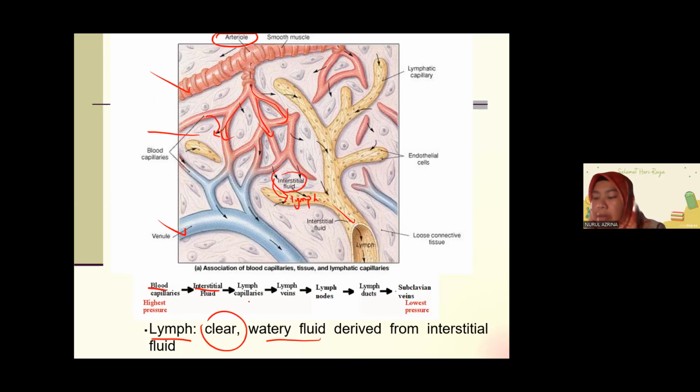From the lymph capillary, the lymph fluid will then travel along the lymph vein and to the lymph nodes, where the lymph fluid will be filtered. Then it will be sent into a larger vessel, which is the lymph duct, and the fluid will be emptied back into the blood circulatory system via the subclavian vein near the shoulder.